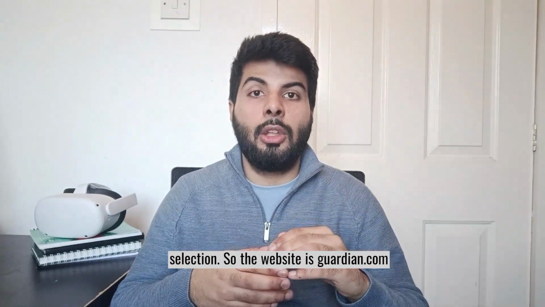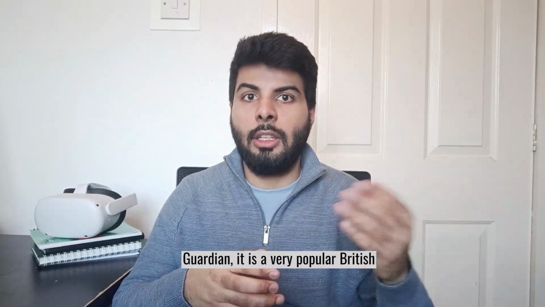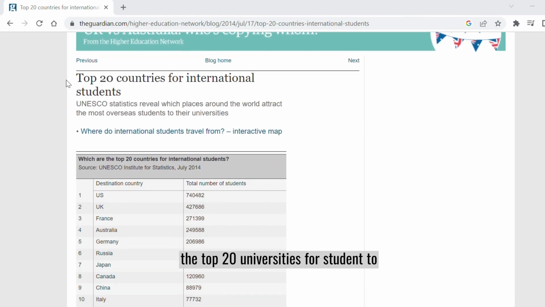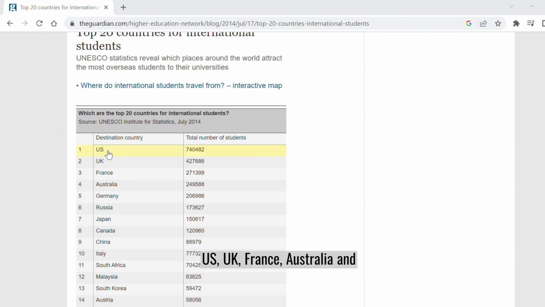So now let me show you the website that I was referring to when I was selecting my country of selection. So the website is guardian.com. If you might not have heard about Guardian, it is a very popular British daily newspaper. So as per Guardian, the top 20 universities for students to study is this. And the top 5 is US, UK, France, Australia, and Germany.